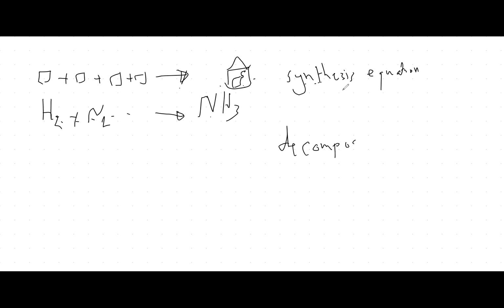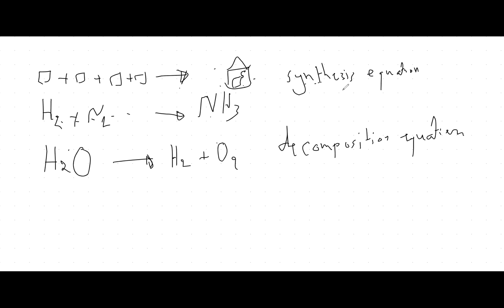Decomposition equation. This is what we are doing now. We have just one building and it goes into many pieces. As we have water, for example, and we do electrolysis on it, we divide it into hydrogen and oxygen. So decomposition is breaking down. And we know that electrolysis means breaking down. An example of synthesis is photosynthesis.